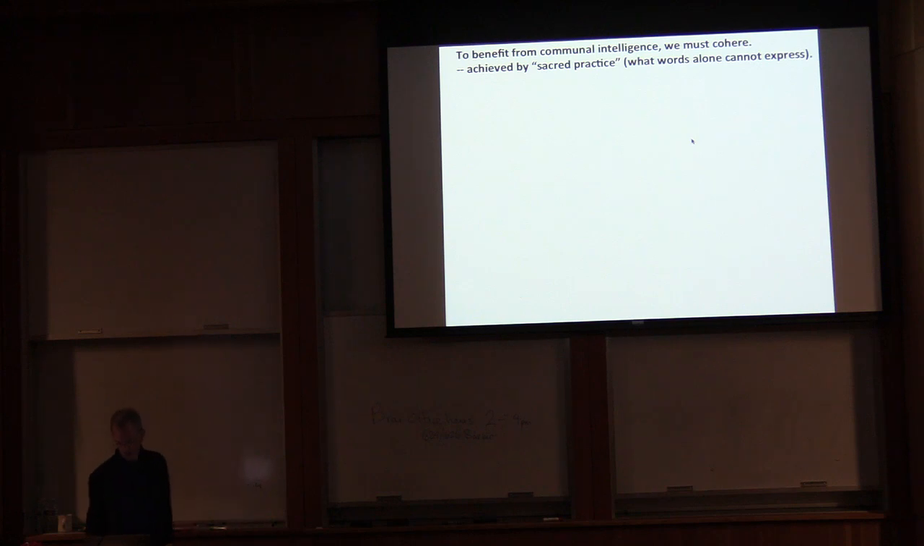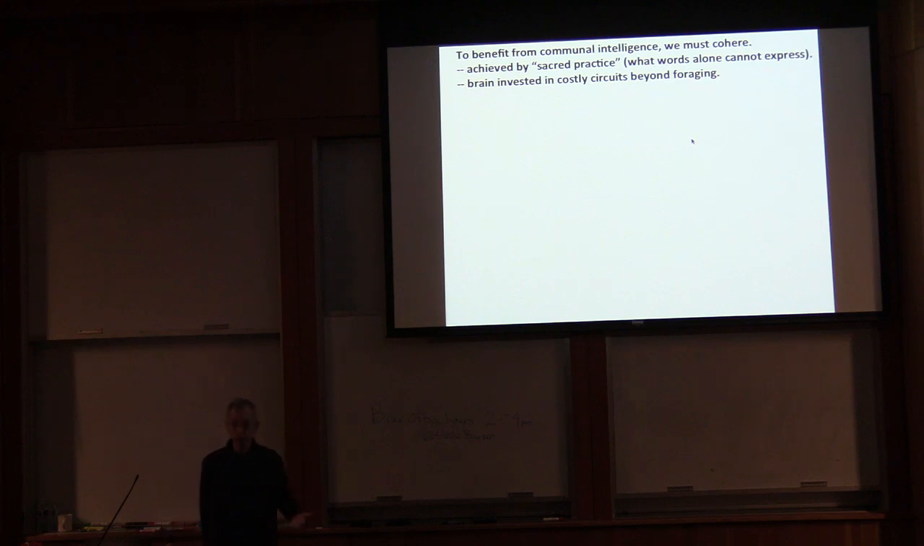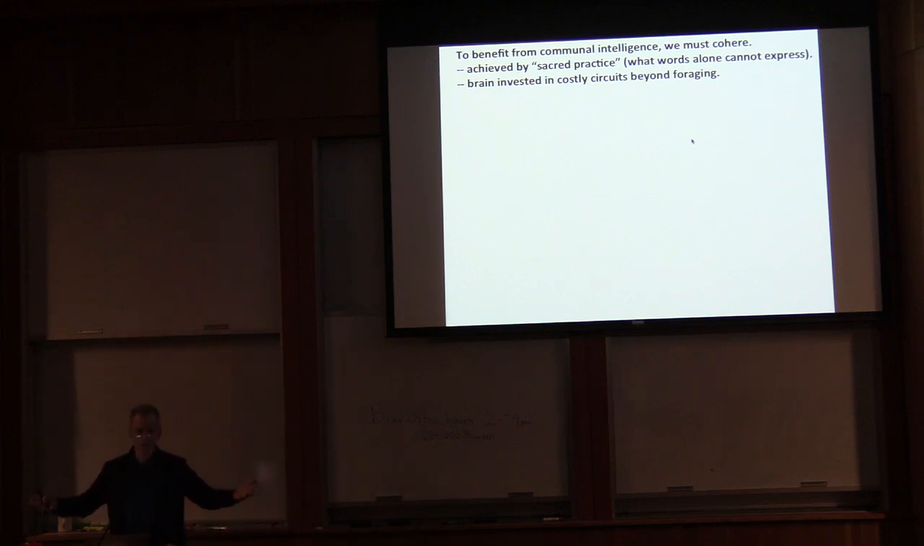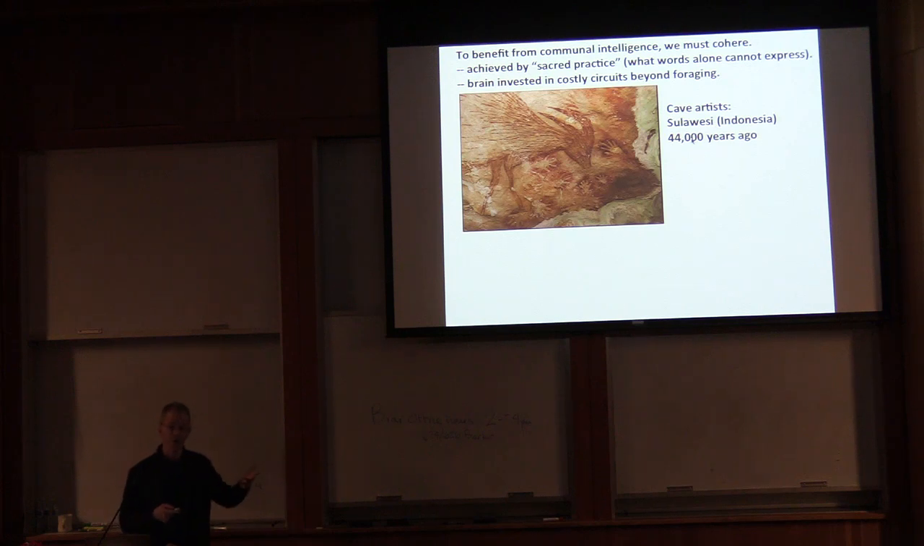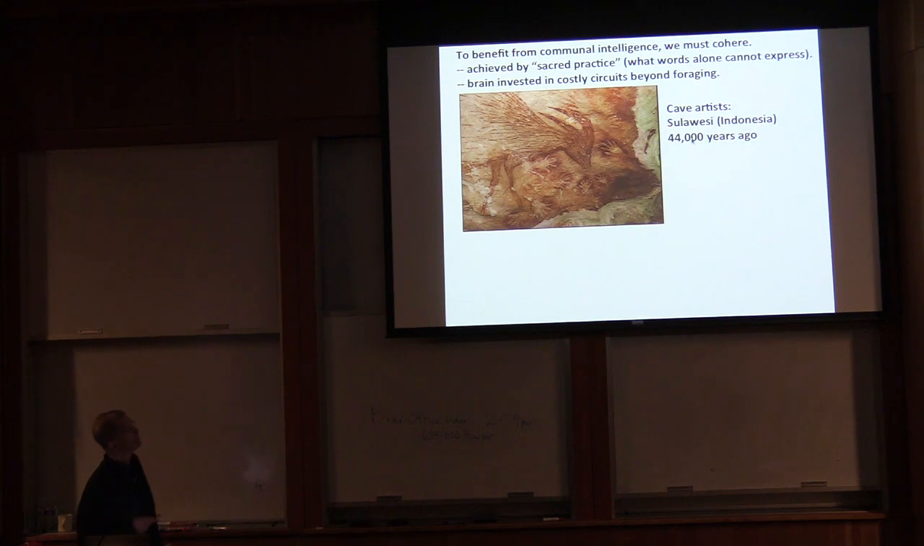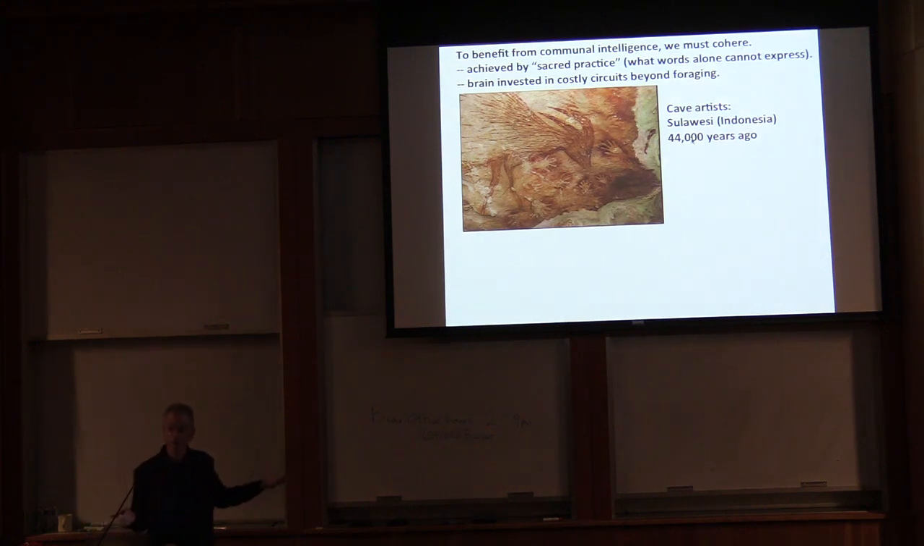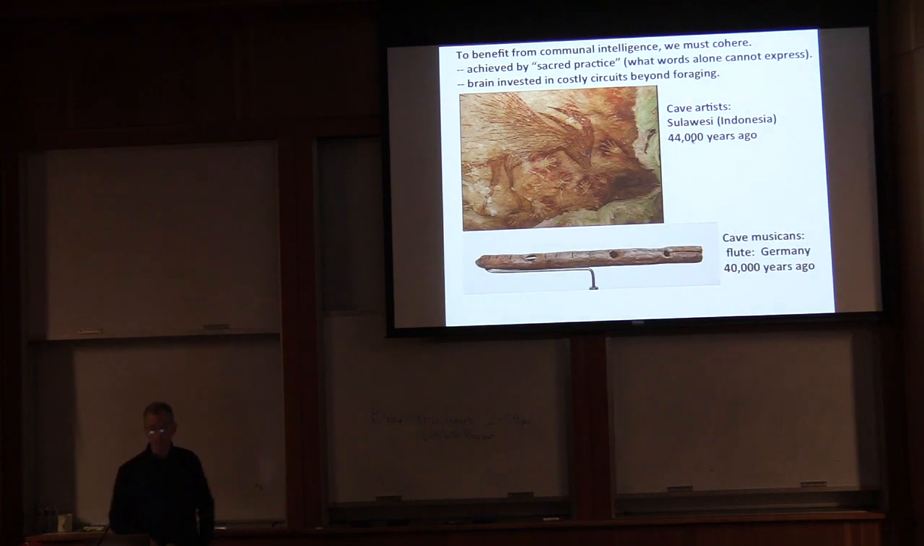So, what does this mean? Well, the brain invested in circuits that are very expensive, and that go way beyond foraging, because this allows us to recoup, to cooperate, basically. So, for example, when sapiens reached Indonesia, coming out of Africa, that alone was a feat. But the first thing they did 44,000 years ago was to start painting. Music is another example. This is from a flute from a cave in Germany 40,000 years ago.